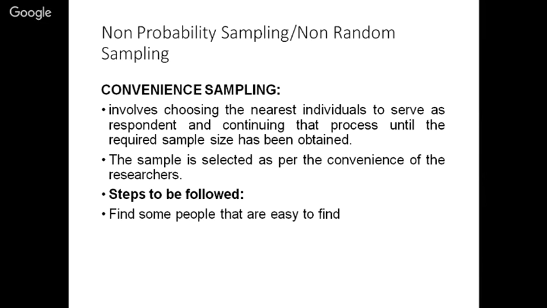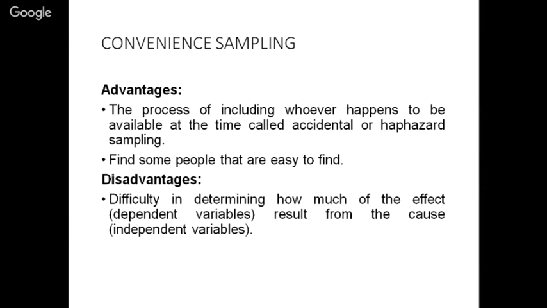Another example is a sample obtained from readily available lists such as automobile registrations or directories. If the researcher selects the sample from those available lists, that is also considered a kind of convenience sampling. The step to be followed is to find the people who are easily available for that research. The advantage is the process of including whoever happens to be available at that time, called accidental or haphazard sampling, and finding some people that are easy to find.